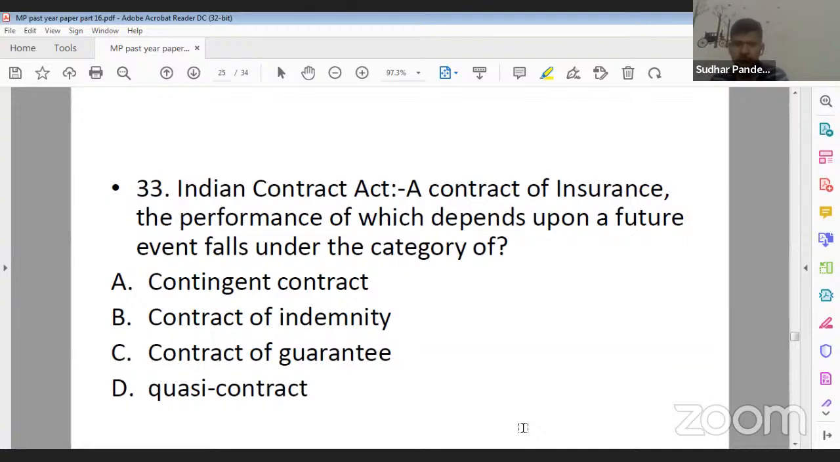Question number 33. A contract of insurance, the performance of which depends upon a future event, falls in the category of. Option A, contingent contract. Option B, contract of indemnity. Option C, contract of guarantee. And option D, quasi-contract. So its correct answer will be A for Ahmedabad. That is contingent contract, right? Yes, Ankita Gupta ji, 32 ka B is the correct answer.